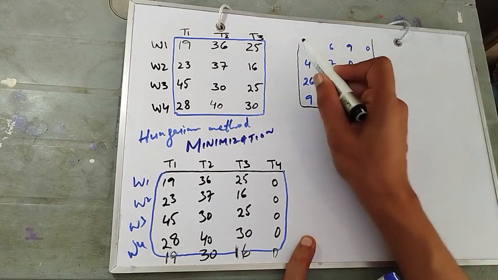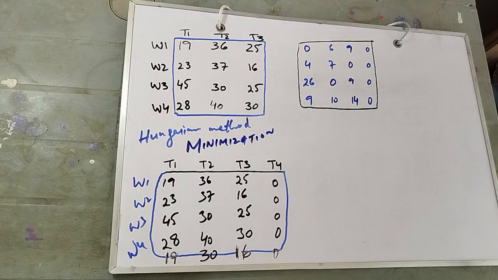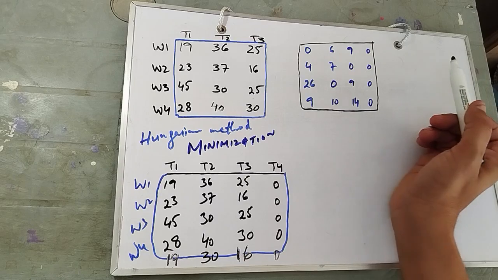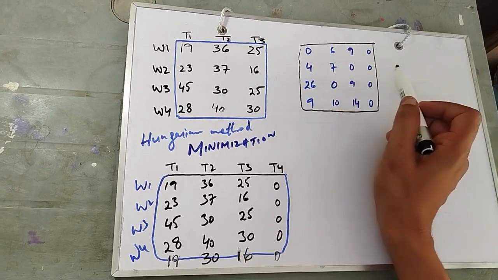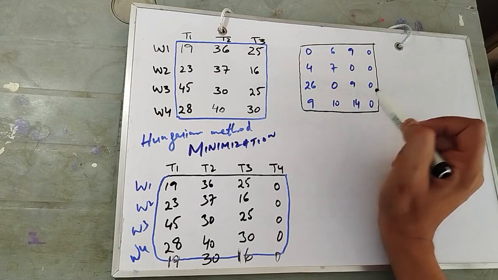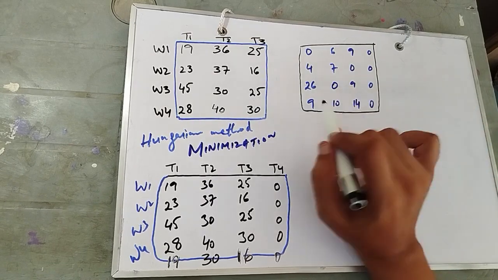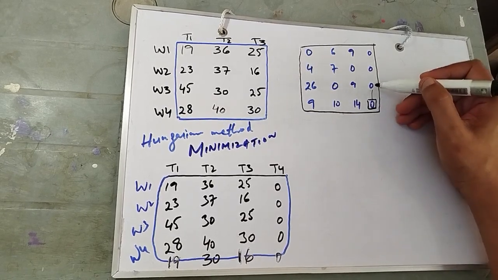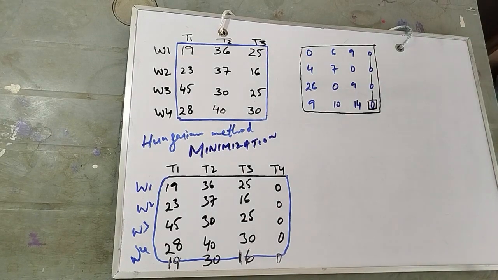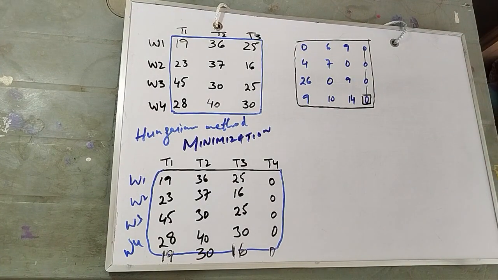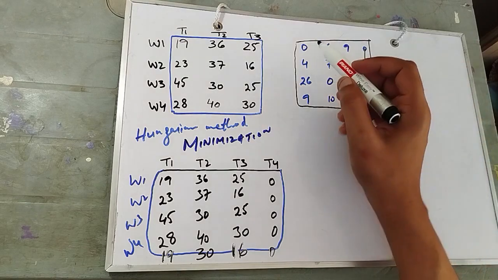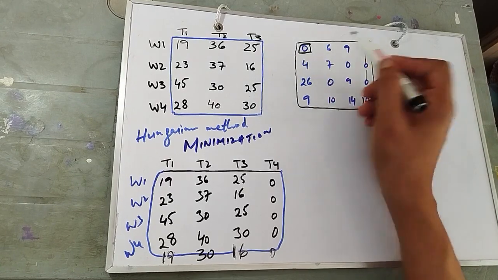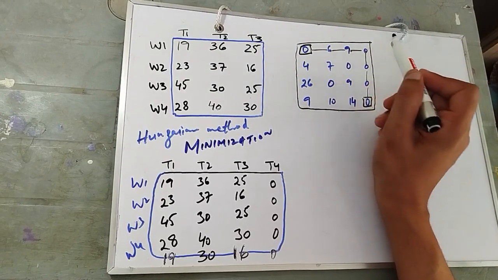So let's assign with the same formula. How many zeros do we have in the first row? 2. We will not assign. In this row? 2. We will not assign. Row 3, 2. Row 4, 1. We will assign. When we assign, the whole column would be cut. Now in the first column, how many zeros are there? 1 zero is there, so the whole row would be cut.